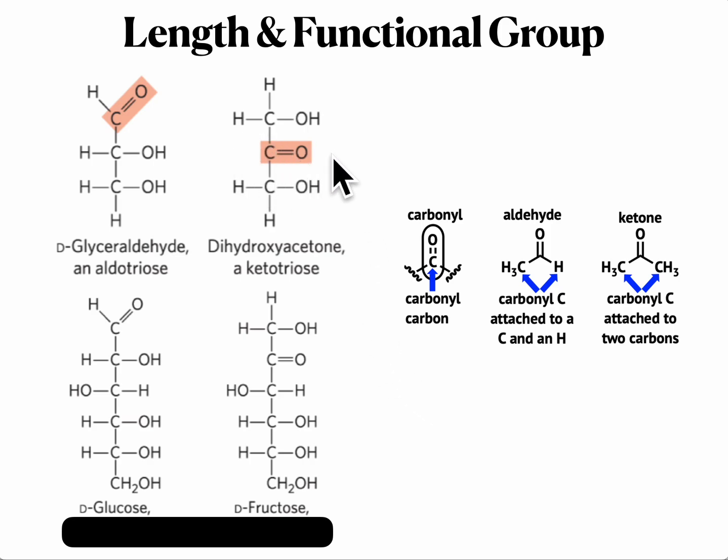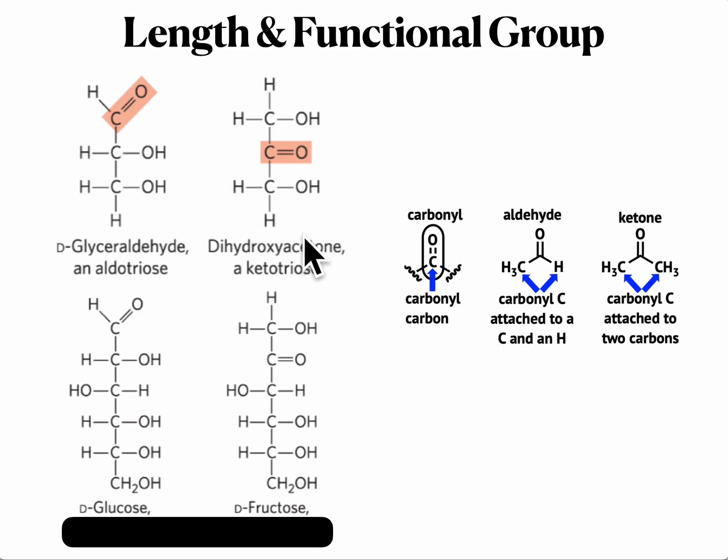Or we can also look at the functional group that it has. If it has an aldehyde, meaning a carbonyl carbon. A carbonyl carbon, first of all, is a carbon that's double bonded with an oxygen. An aldehyde is a carbonyl carbon attached to a carbon and a hydrogen, while a ketone is a carbonyl carbon attached to 2 carbons. So this is the key difference between ketone groups and aldehyde groups. And it turns out that monosaccharides can have either aldehyde groups or ketone groups.